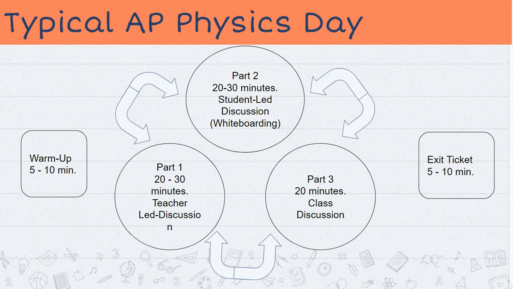Typical classroom day in a physics class. A typical 5-10 minute warm-up, typical teacher direct instruction, and then students will have their own discussion. We use the whiteboard, so we call it whiteboarding, and then we gather and summarize the lesson, and students will take an exit ticket. So that's a typical day.